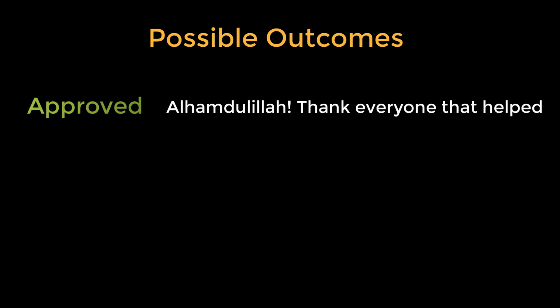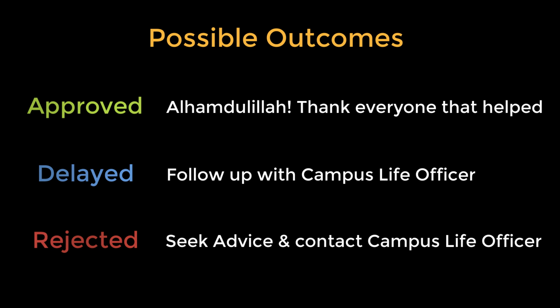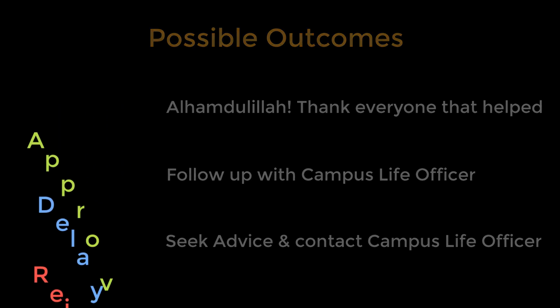Normally it takes 3 to 5 business days to receive an outcome for your event request. If the request was approved, Alhamdulillah, let your shura know and thank the campus life officer and everyone that helped. If you haven't received an outcome yet and it's delayed, contact your campus life officer through OrgSync, email, or phone, and they'll get back to you as soon as possible. In the unlikely case that your event request is rejected, check the comments, speak to your shura, seek advice, and meet with your campus life officer prior to discussing a review of the request.